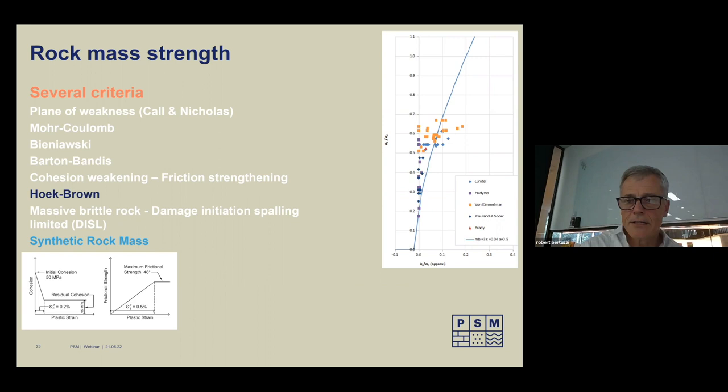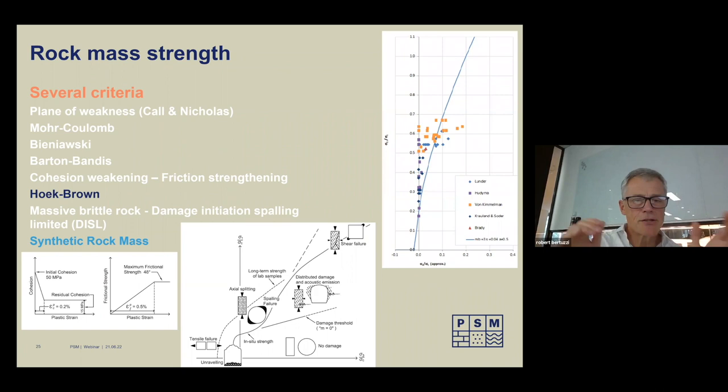A development of the Hoek-Brown, this unfortunately named damage initiation spalling limited criterion, it's just too long, isn't it? But it came about specifically for failures in massive brittle rocks. And that's Hoek-Brown, but realizing that crack initiation happens a lot earlier, at a lot lower stresses, say a third to a fifth of the UCS. Then it builds up, it starts spalling, and then it eventually joins back up with the Hoek-Brown criterion. And we'll also talk a little bit about the synthetic rock mass, which is a computer simulation of rock strength.